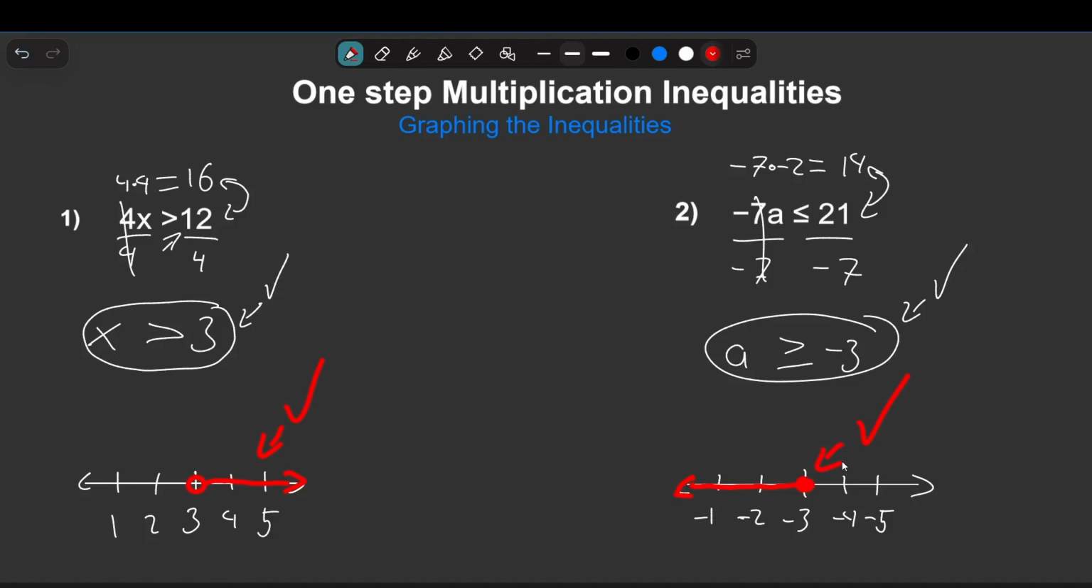This was basically the video, guys, on how to solve and graph one-step multiplication inequalities.